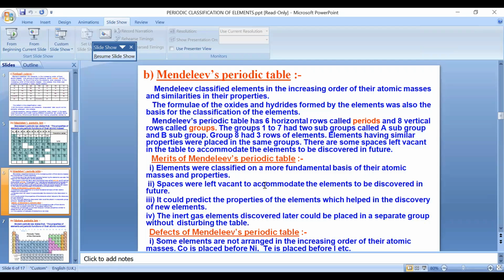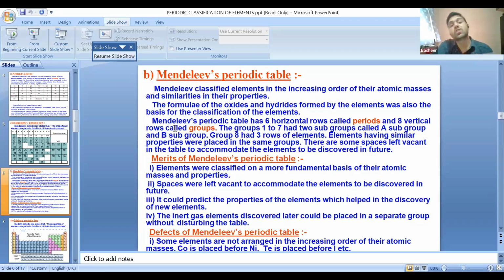Okay, fine. So the formula of the oxides and the hydrides formed by the element was also the basis of the classification of the elements. Okay. So the Mendeleev periodic table has 6 horizontal rows called the periods, means left to right. Horizontal means left to right. I hope you people understand. Periods. And 8 vertical, that is up to down, in the form of groups.